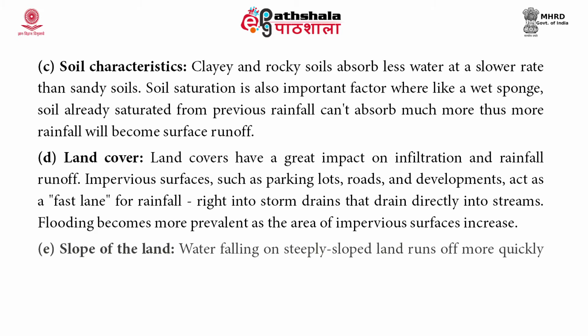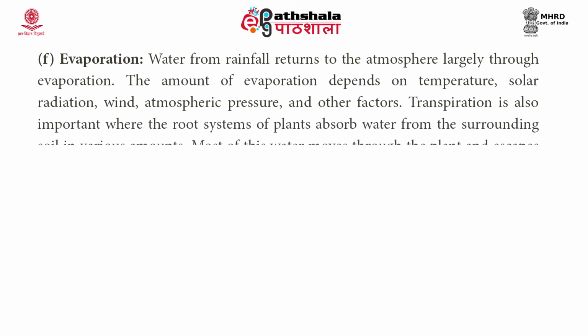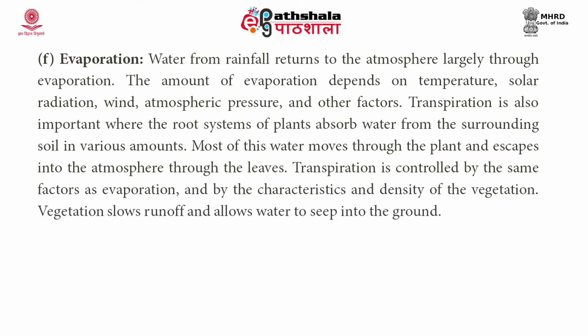The next factor, which is very important, is the slope of the land. Water falling on steep sloping land runs off more quickly than water falling on flat land. Next is evaporation. Water from rainfall returns to the atmosphere largely through evaporation. The amount of evaporation depends on temperature, solar radiation, wind, atmospheric pressure and other factors. Transpiration is also important, where the root system of plants absorbs water from the surrounding soil in varying amounts. Most of this water moves through the plant and escapes into the atmosphere through the leaves.